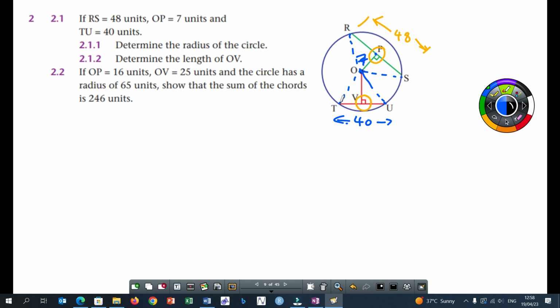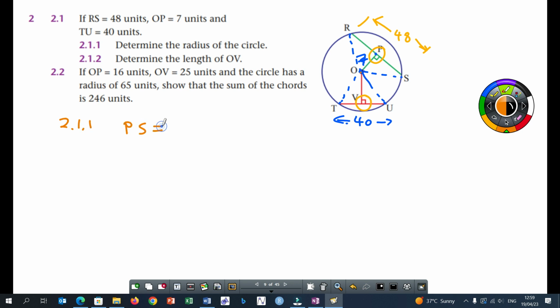Now, based on the information which is given, it is much better to either calculate OS as your radius or OR as your radius, because we don't know the length of OV. Even though we know TU, we don't know the length of OV. So in my case, I've made a decision that I'm going to use triangle SOP. But before I do that, I need to know the length of PS. OP is given. I need to find PS.